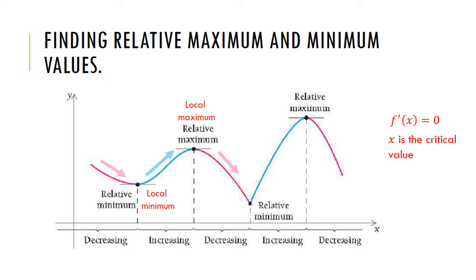If the slope on the left is negative, the function decreases. And the slope on the right is positive, the function increases. Decreasing on the left and increasing on the right. So there is a relative minimum at this critical value. And if the slope on the left is positive and the slope on the right is negative, the function is increasing on the left and decreasing on the right. So there is a relative maximum at this critical value.